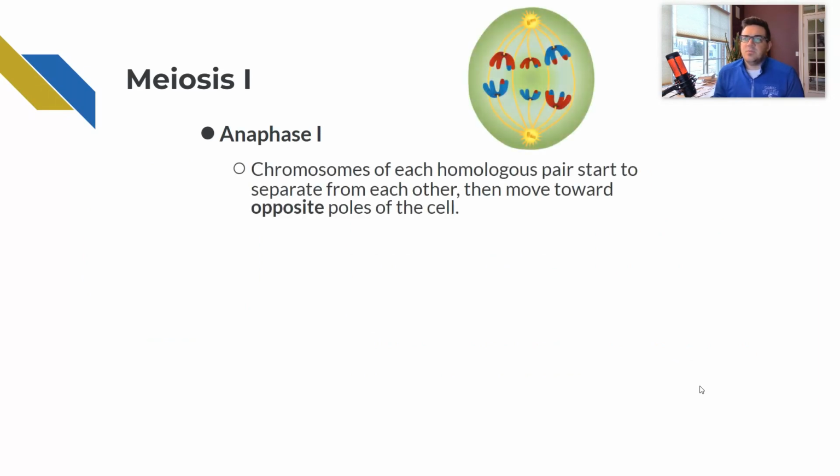All right, then we have anaphase 1. This is where the chromosomes of each homologous pair start to separate from each other, then move toward opposite poles of the cell. So you see that happening, right? They are now moving toward those centriole structures at the poles of the cell.